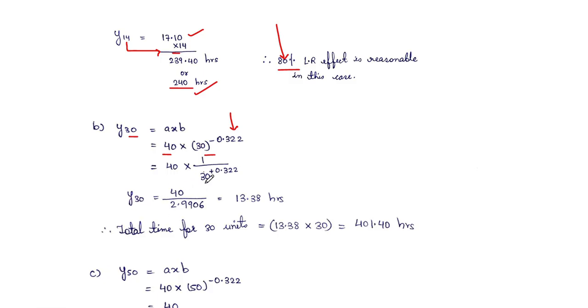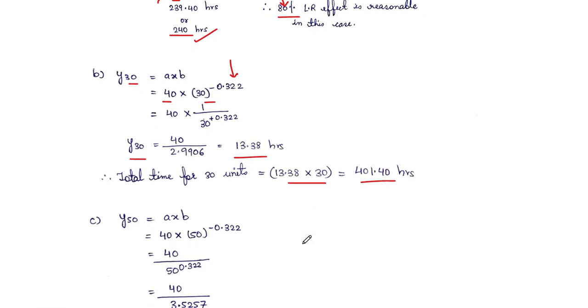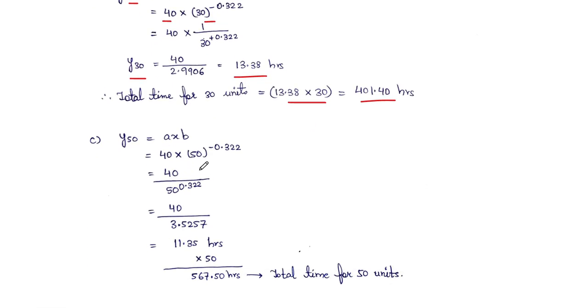Now Y30. Further we solve 40 divided by, if we solve this calculation, we will get 2.9906. So Y30, the average time for 30 units, will be 13.38 hours. Therefore, total time for 30 units is 13.38 into 30 units. So total time is 401.40 hours.